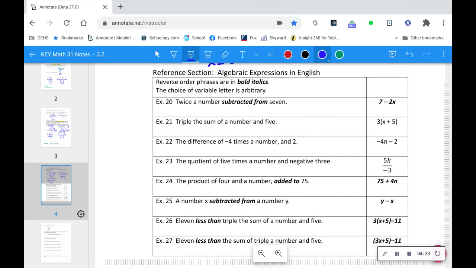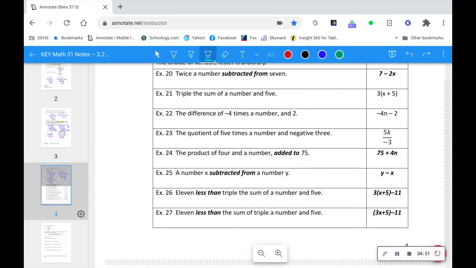Okay, so we've got a reference chart here. It's already filled in. I'm just going to remind you of just these different phrases that cause issues. All right, so subtracted from is a reversed subtraction. So you notice that even though the sentence has a 7 at the back, the mathematical sentence has a 7 at the front. Okay, the ones in dark are reversed or bold, so we'll have a couple more of them along the way.